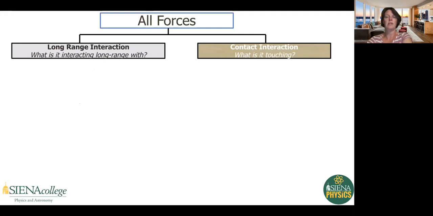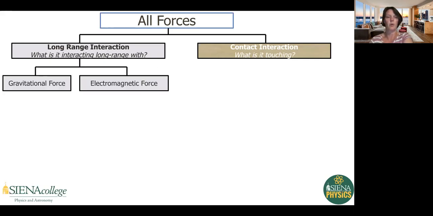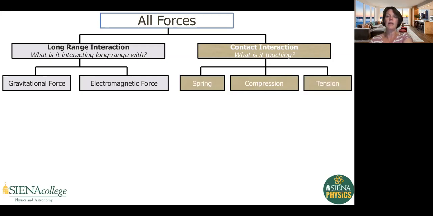So all forces fit into these 2 categories, right? When we put a boundary around our object, we can talk about contact forces, so what's touching the object, and long range interaction forces. And so what is the object interacting with long range? Like I said, we'll be only talking about gravitational forces in this semester, and we'll talk about electromagnetic forces next semester. So for contact forces, the 3 we consider are spring force, compression force, and tension force.